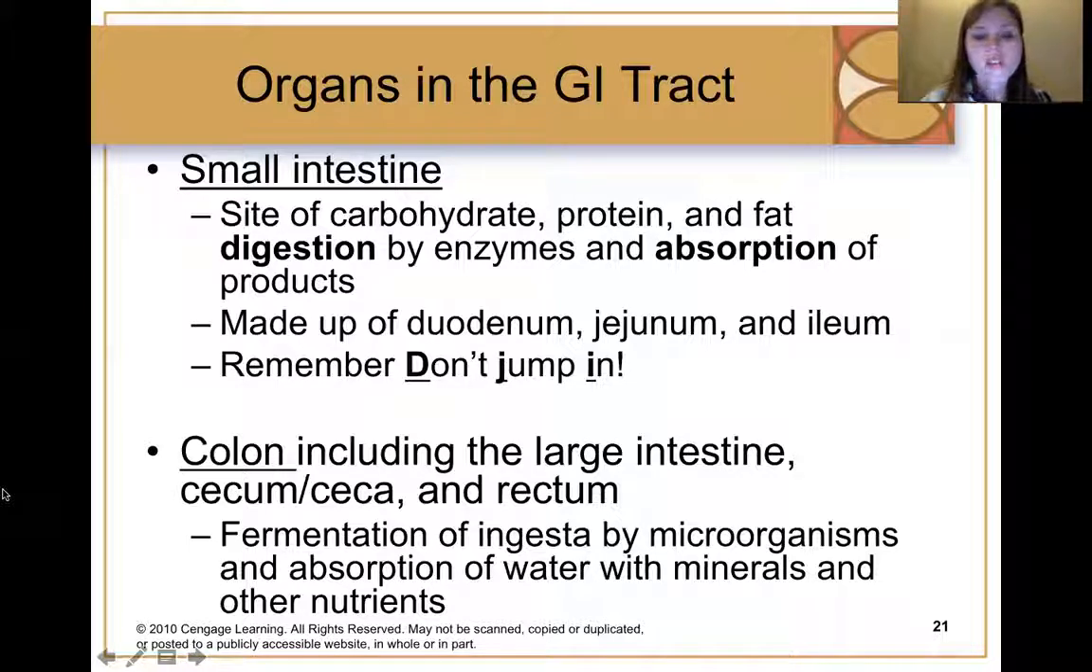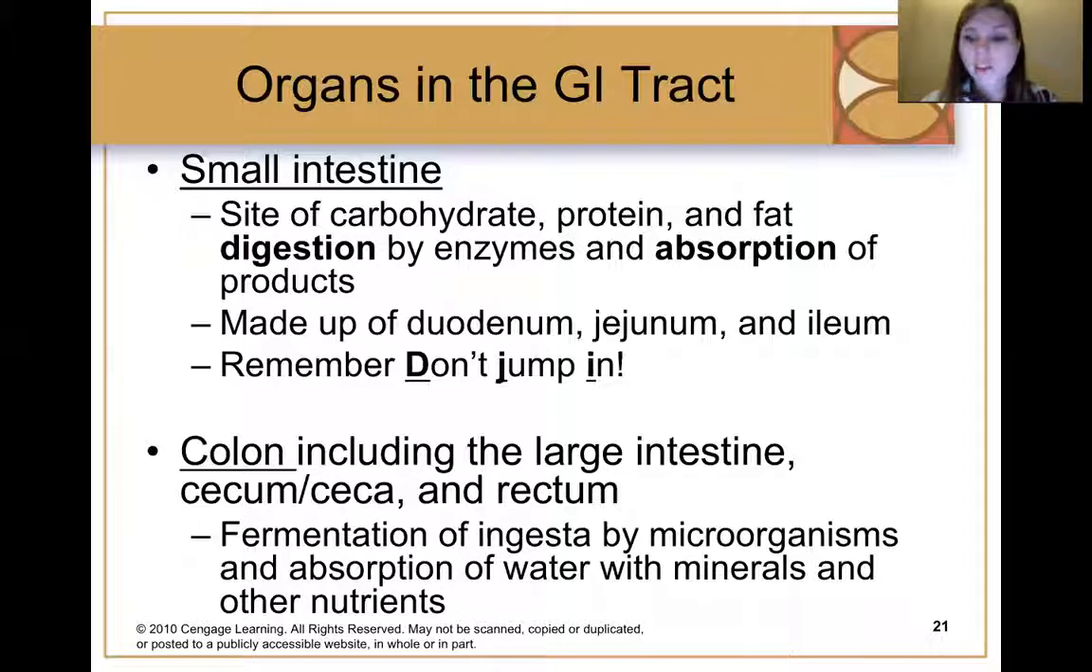So moving on to the small intestine. So the small intestine is the site of carbohydrate, protein, and fat digestion. And those are digested by enzymes like we already talked about. And then the products of that digestion are absorbed in the small intestine. So the small intestine is actually divided into 3 separate sections. So these sections are called the duodenum, the jejunum, and the ileum.